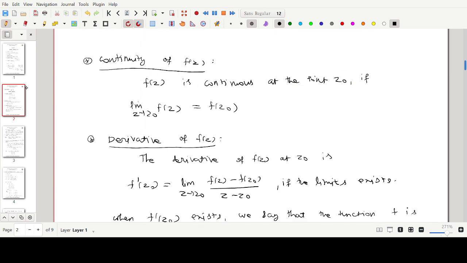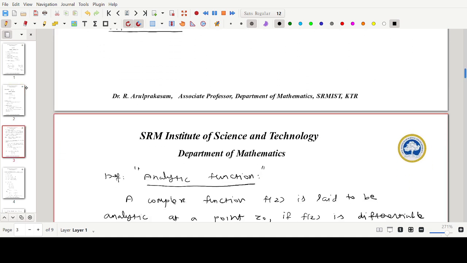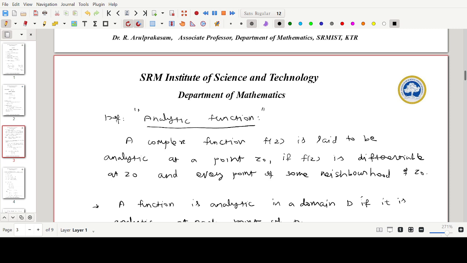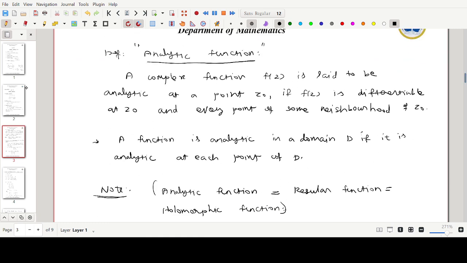We are using both of these two definitions. Now we'll move on to our syllabus. What do you mean by analytic function? When should I say a complex function is analytic? First, generally we discuss the point and then we extend to the domain. A complex function f of z is said to be analytic at a point z naught. What is the meaning?